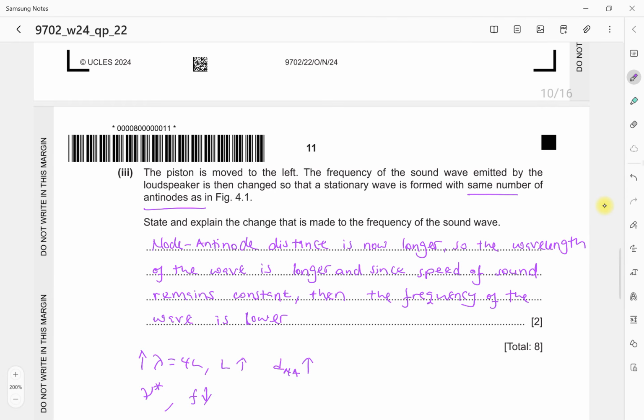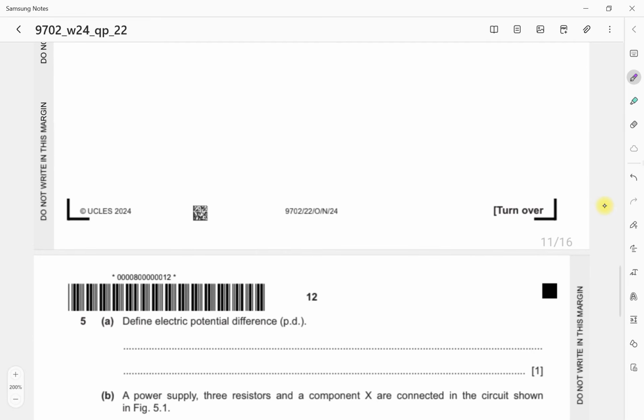So the frequency will decrease. Okay, I think that is enough for waves.